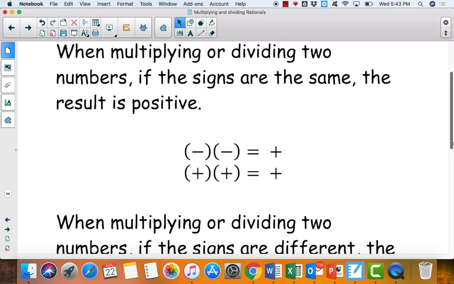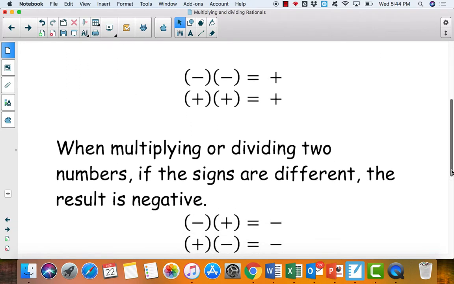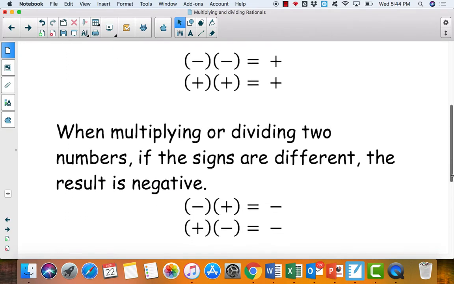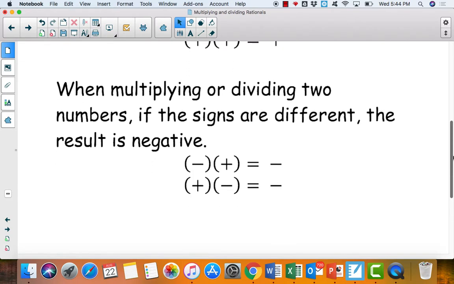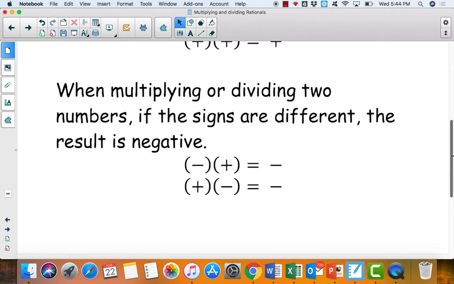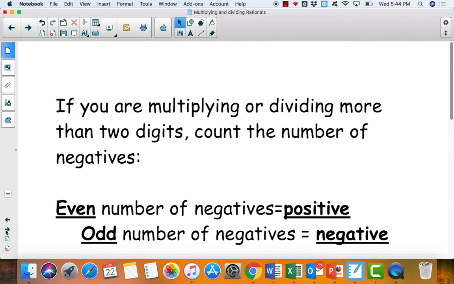So remember today in class we talked about the negative times a negative being a positive, or a positive times a positive being a positive. If the signs are the same and you're multiplying two numbers, your answer will be positive. If you're multiplying or dividing two numbers and the signs are different, your answer will be negative.